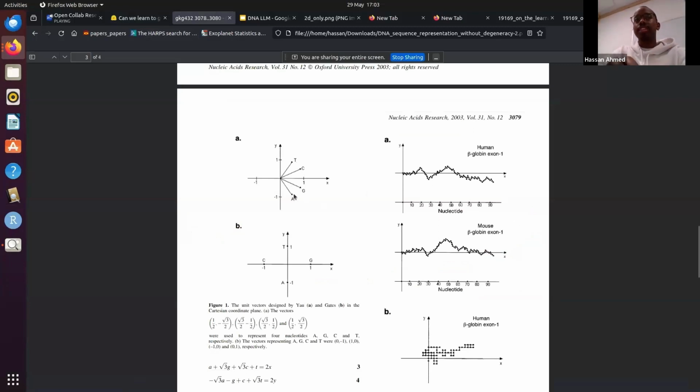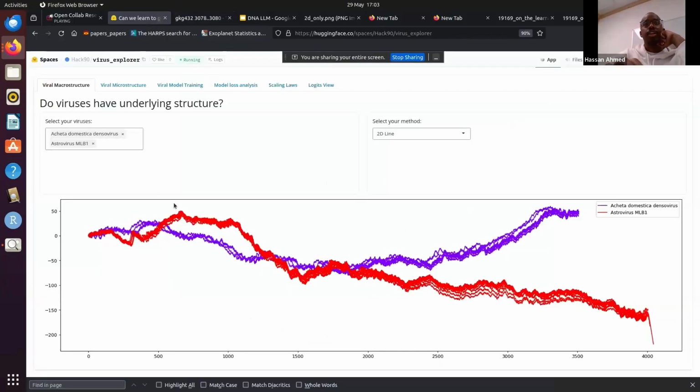So every time, if there's an A, and it follows this A, it's going to go here. If there's a T that follows this A, it's going to go there. And then you carry every sequence that you have, right? So you can end up with a 2D representation.